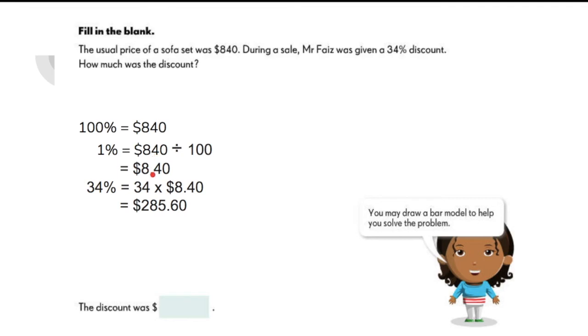And so that's why we got $8.40. And to get 34%, we need to multiply 34 times $8.40, and this will give us $285.60. The discount for the sofa set was $285.60. You may also draw a bar model to help you solve the problem.